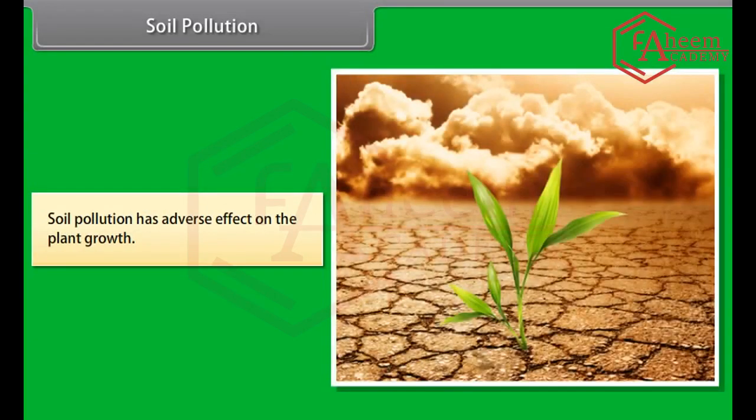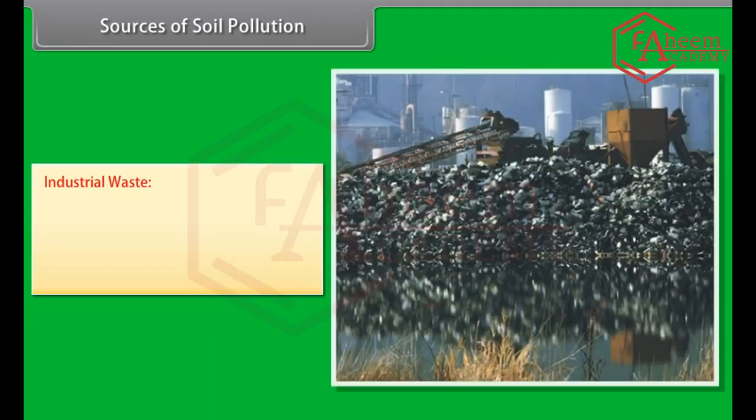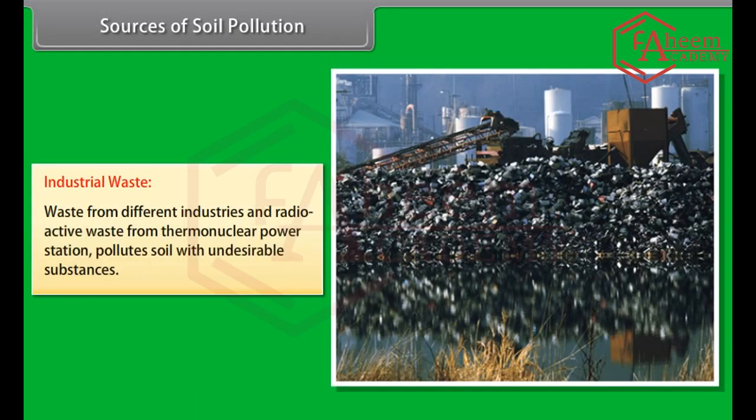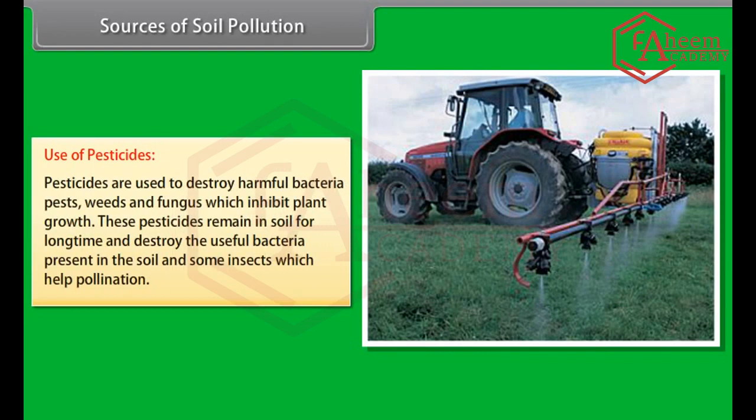Soil pollution has an adverse effect on plant growth. Sources of soil pollution. Industrial waste. Waste from different industries and radioactive waste from thermonuclear power stations pollute soil with undesirable substances. Use of pesticides. Pesticides are used to destroy harmful bacteria, pests, weeds and fungus which inhibit plant growth.